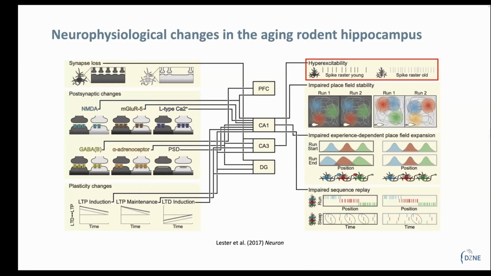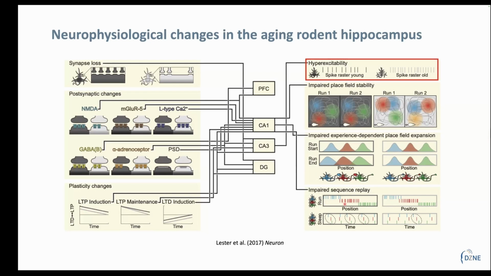You now see here in this example, there's a swap between this red and this blue place field. The green one doesn't even appear anymore in the second one. So place fields seem to become unstable. There are also deficits or changes in what's called experience-dependent place field expansion.